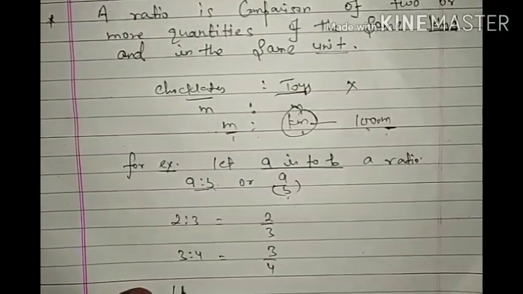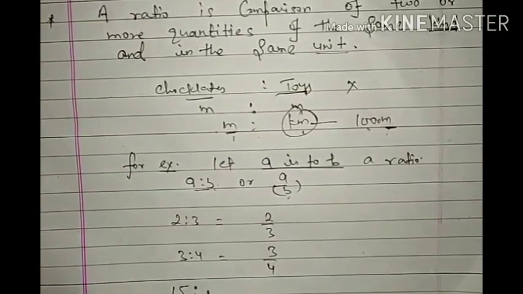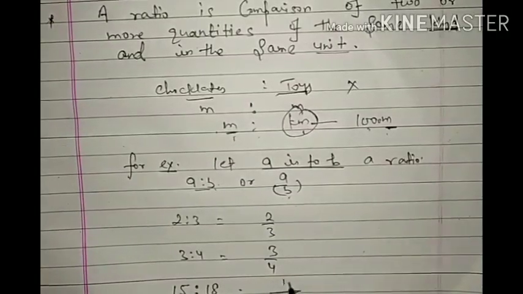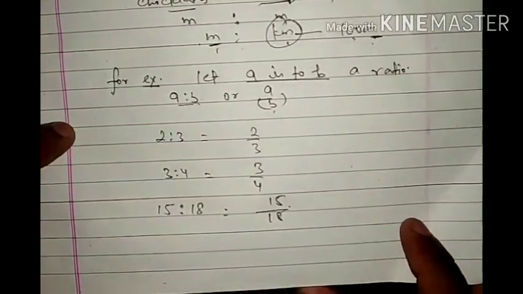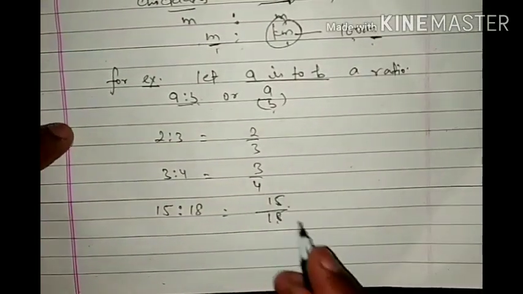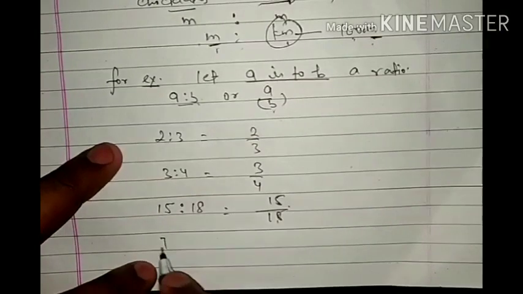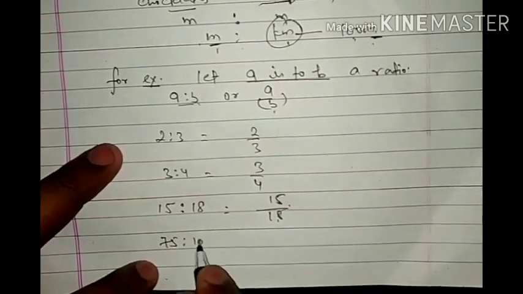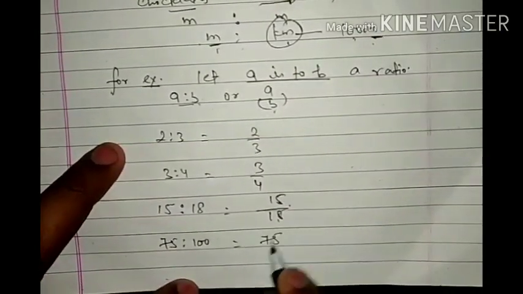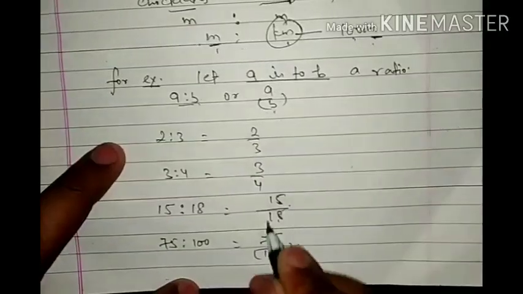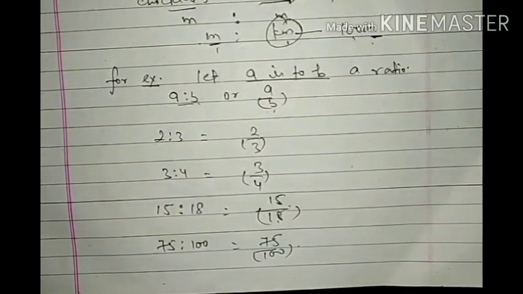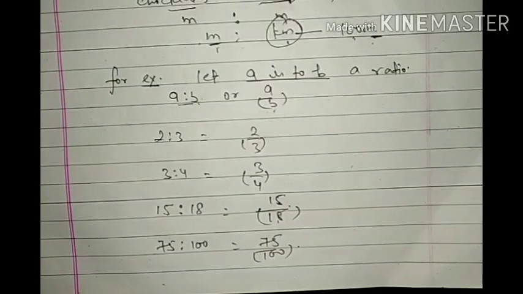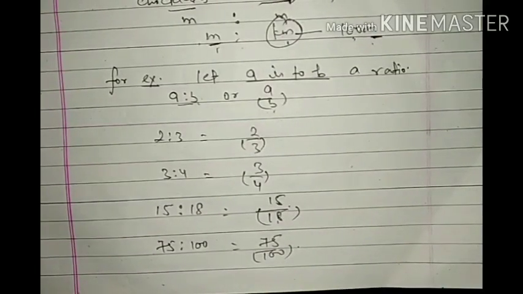Suppose you got 15 marks out of 18 marks in your exam. So what will be the ratio? 15 upon 18. I hope it is an example which you are all aware of. This is how we calculate marks. You got 75 marks out of a total. What was the total? 100. So what will be your ratio? 75 upon 100. I hope it is clear to everyone. Let's see more about ratio.